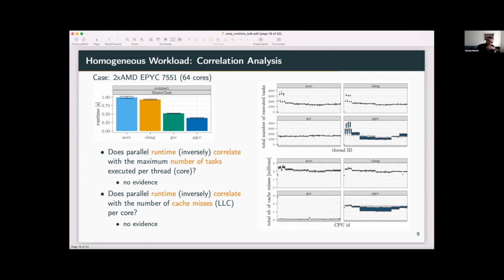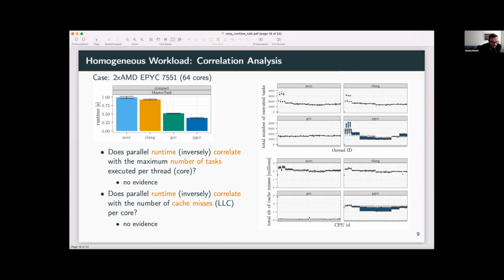And you see here, each of these bits here represents a core. We just removed numbers because you couldn't see much there. But the thing is that there's a load imbalance here for the PGCC. And for example, these cores here, they execute many more tasks compared to the GCC. GCC is very load balanced, although PGCC is much faster, and not much, but it's significantly faster. So the number of tasks per core was not a strong indicator here.